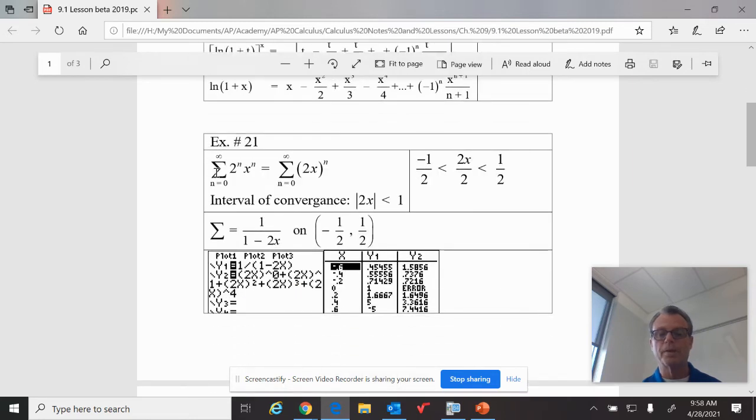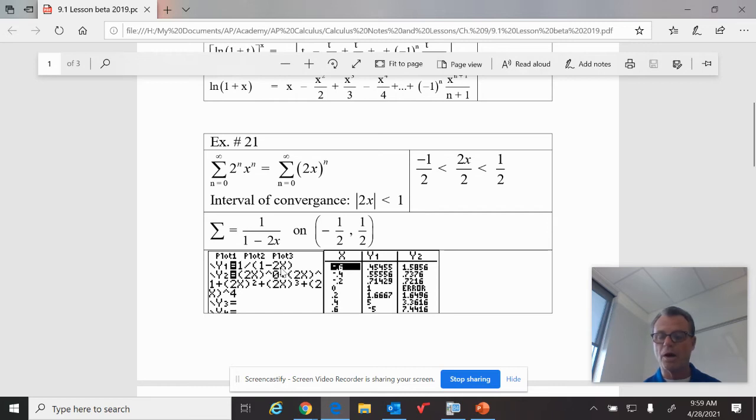So for 21, here's the question. And you notice that you have two different bases raised to the same exponent. And you know that you can distribute an exponent over multiplication. So you can rewrite this as 2x caret n. So that's your constant multiplier. So that has to be between -1 and 1. We divide a 2 through, and that gives us our interval, -1/2 to 1/2.